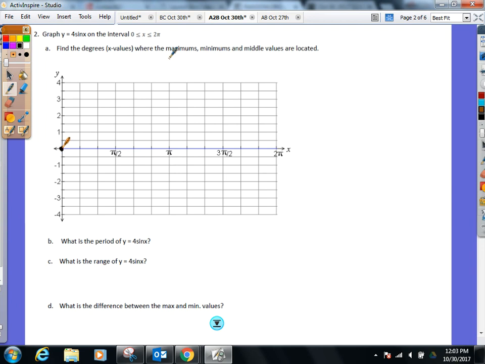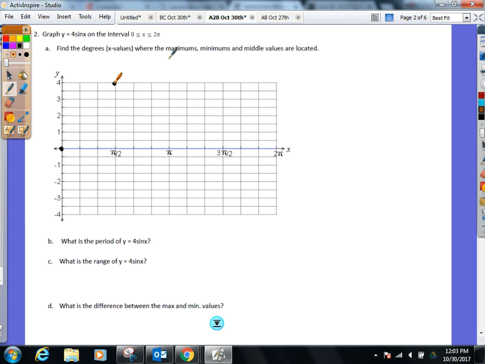Does everybody see that? Sine always starts at 0. 0 times 4, still at 0. Did not affect that one. Then at pi over 2, look at your packets if you have to. Where does sine go up to? 1, but now multiplying it by what? 4, so now at pi over 2, what's my new point? Not 1 anymore, but there you go. Graph it, 4.